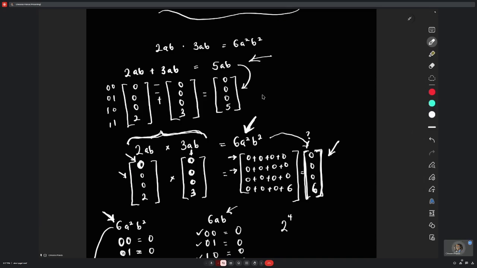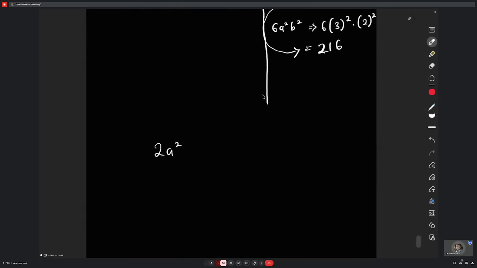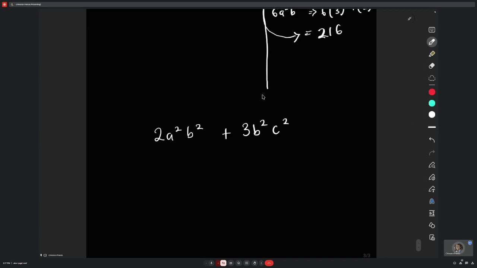What happens with multilinear polynomials is that if you had something like 2a square b square plus 3b square c square, you will need to make both of them have the same number of variables, right? So that will be 2a square b square c to the 0, plus 3a to the 0 b square c square.